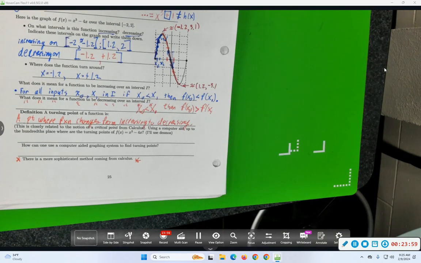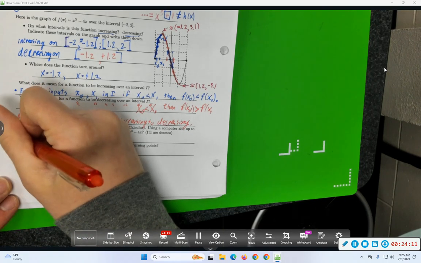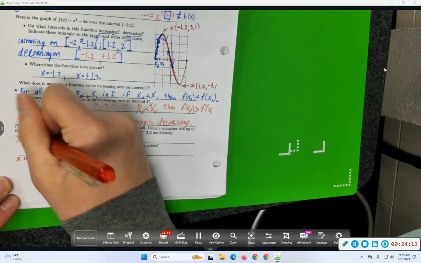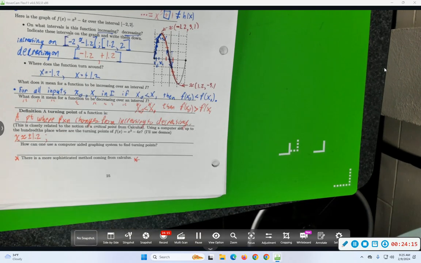But for now, let's just say this. Apparently, you might go, well, if you want to look at this graph, where are the turning points of this function? What if I wanted more precision? What if I wanted, say, up to the 1,000th place where the turning point is? What would you do? If you're allowed to use absolutely any tool.